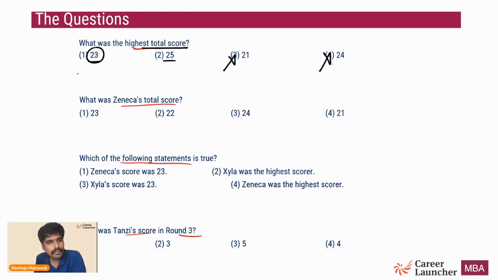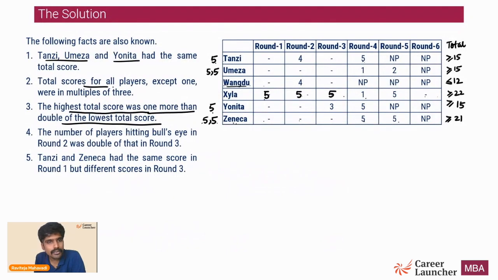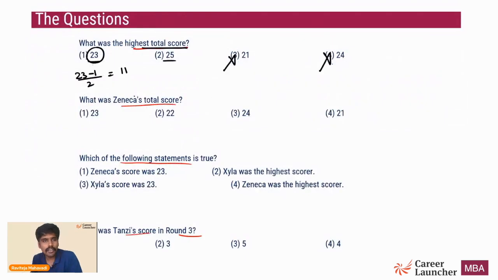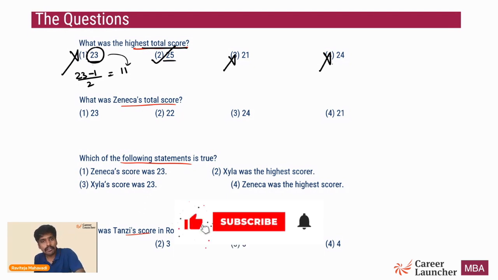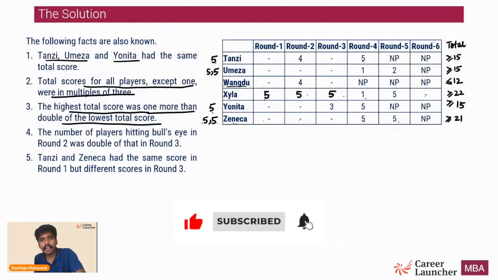If the highest score is 23, the lowest score is (23 minus 1) divided by 2, which is 11. But the problem is, it is given that the total scores for all players except one were multiples of 3. See, 23 is not a multiple of 3 and 11 will also not be a multiple of 3. So we'll get two scores which are not multiples of 3. So we can eliminate option 1. The correct answer should be 25. The highest score in this tournament must have been 25.